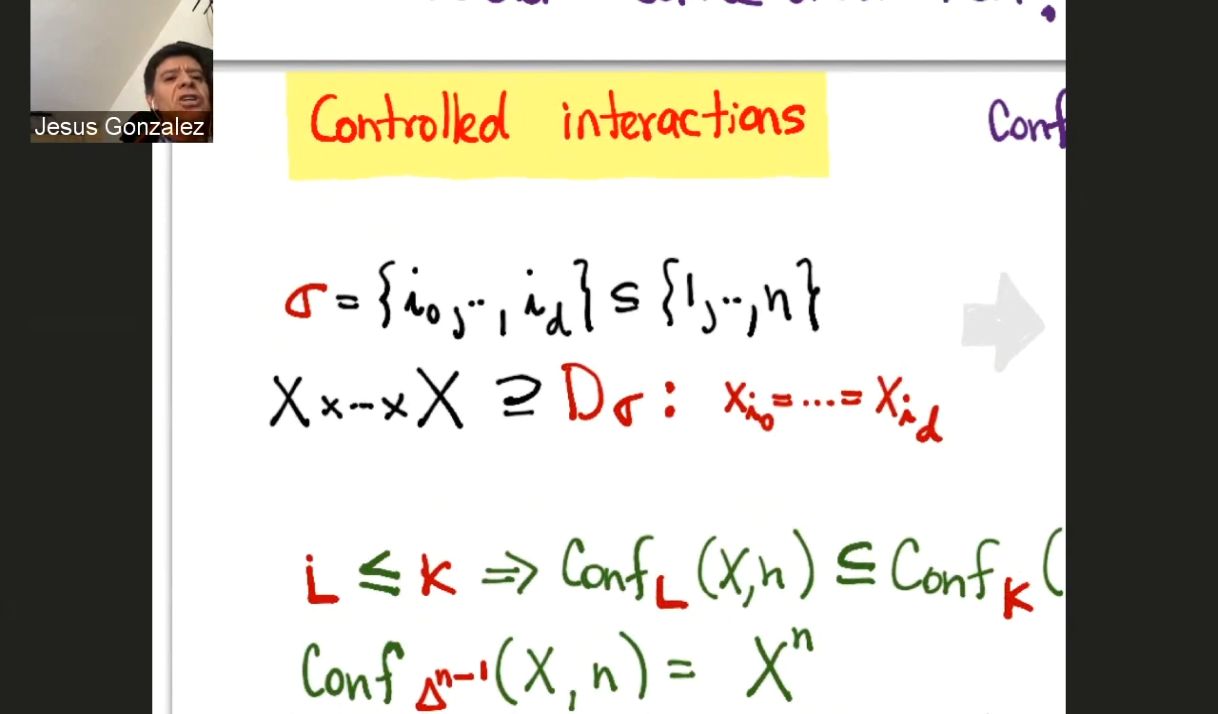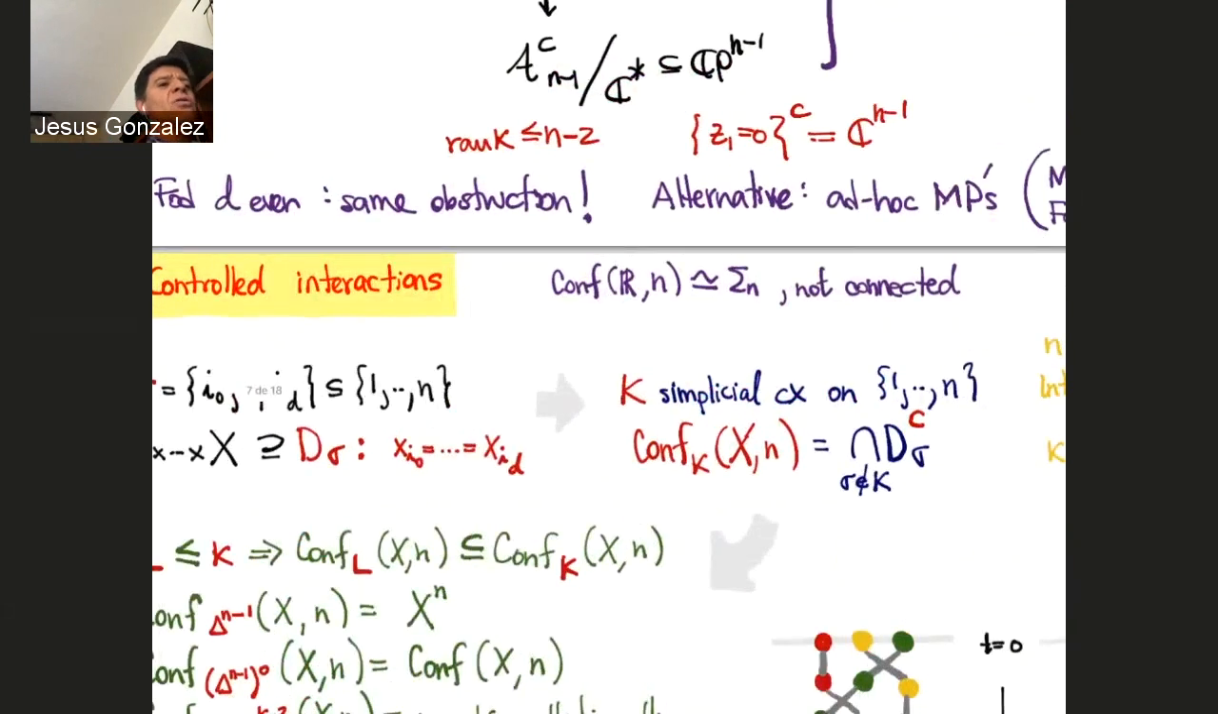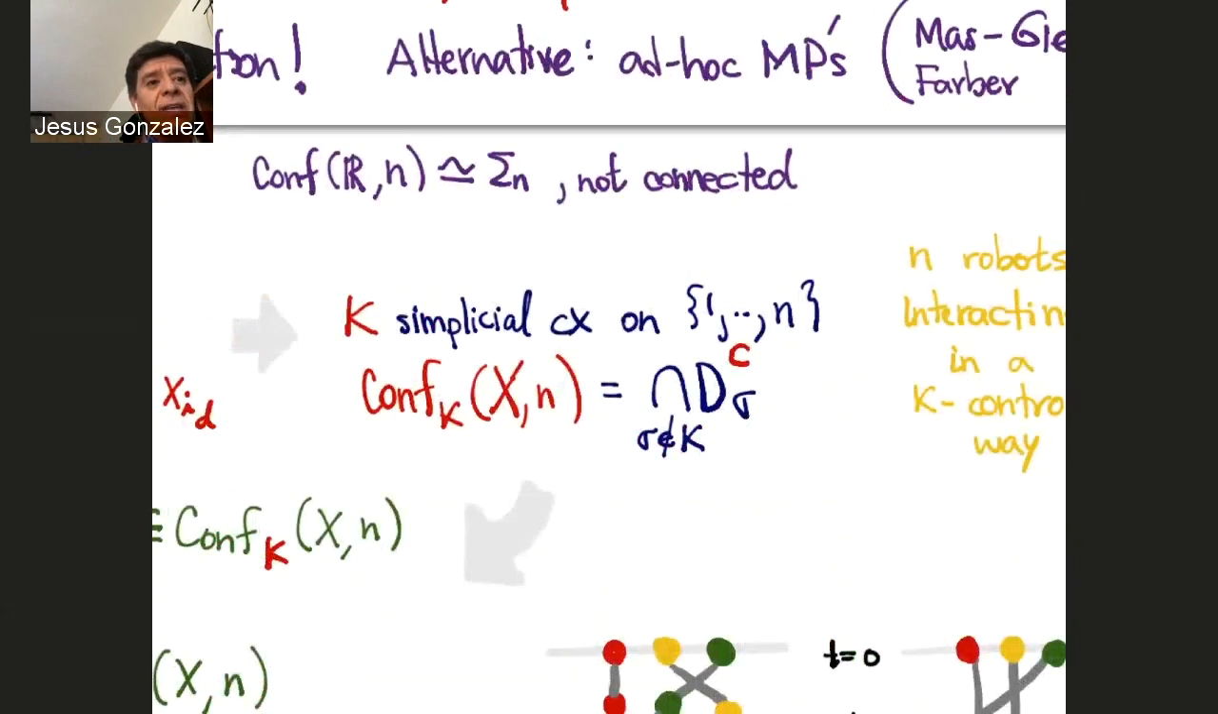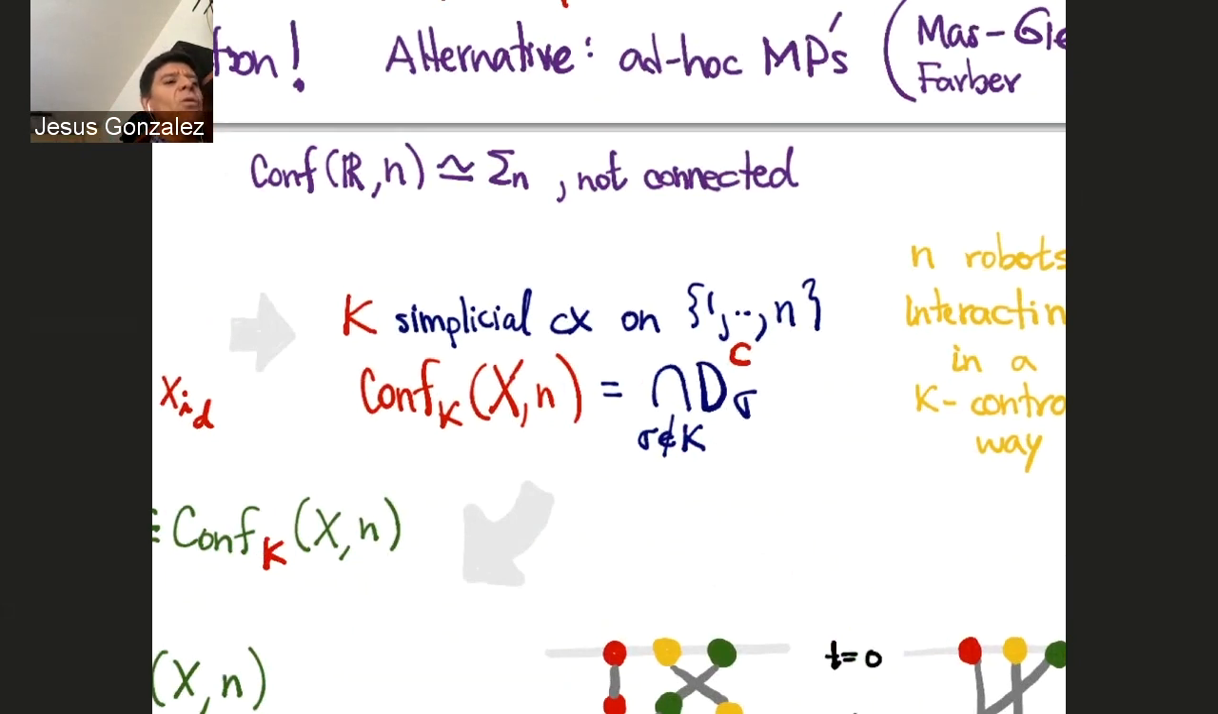All right, with this definition, what I can do is suppose now that I not only have these vertices 1 to n, but I have a simplicial complex K. Then I want to define the configuration space of n points on X with controlled interactions, controlled by K.